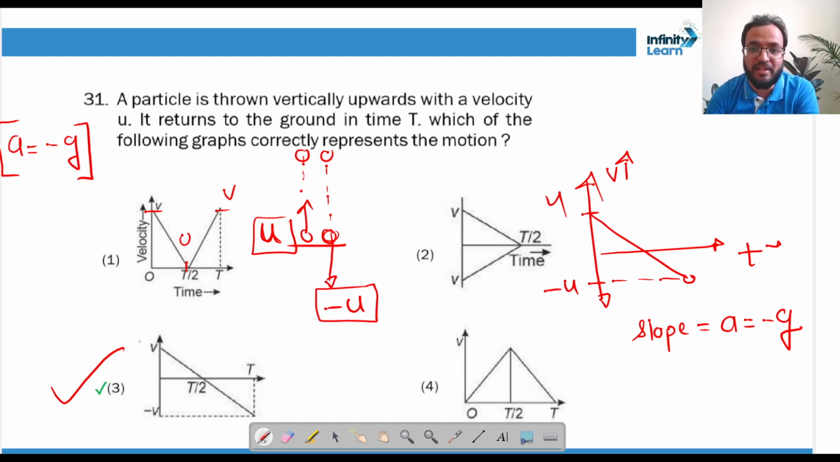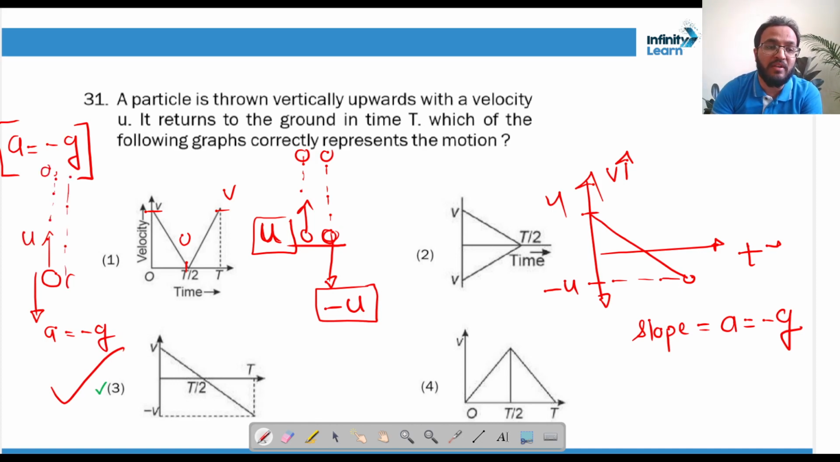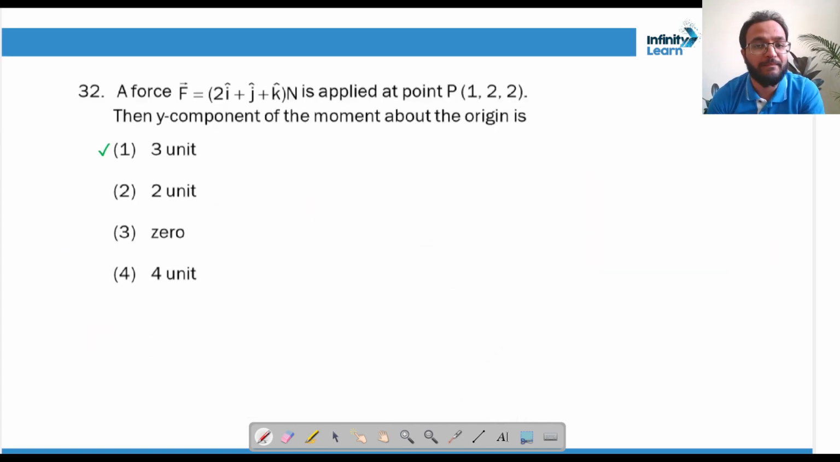Because slope is what? Acceleration. And throughout the motion, acceleration is constant and that is minus g. Why? Because throughout the motion, acceleration is acting downward. That is minus g. Acceleration is not changing its direction. Velocity is changing its direction. Initially it is in the upper direction, it becomes zero and then it is in the downward direction. Like this. Okay. Remember this.